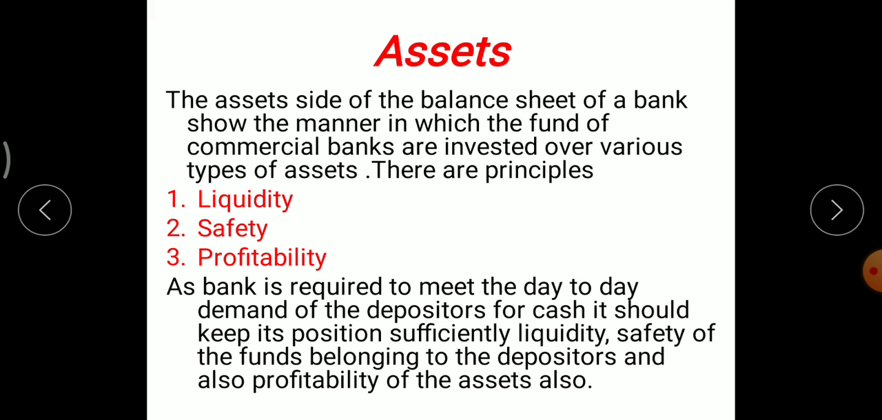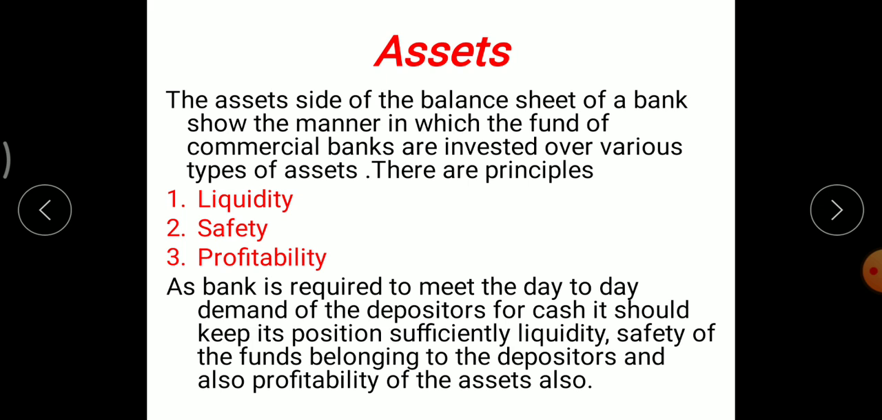Next we move on to the asset side of the balance sheet. The asset side of the balance sheet of a bank shows the manner in which the funds of commercial banks are invested over various types of assets. In employing the available funds over various forms of assets, a bank has to bear in mind three principles: liquidity, safety and profitability.